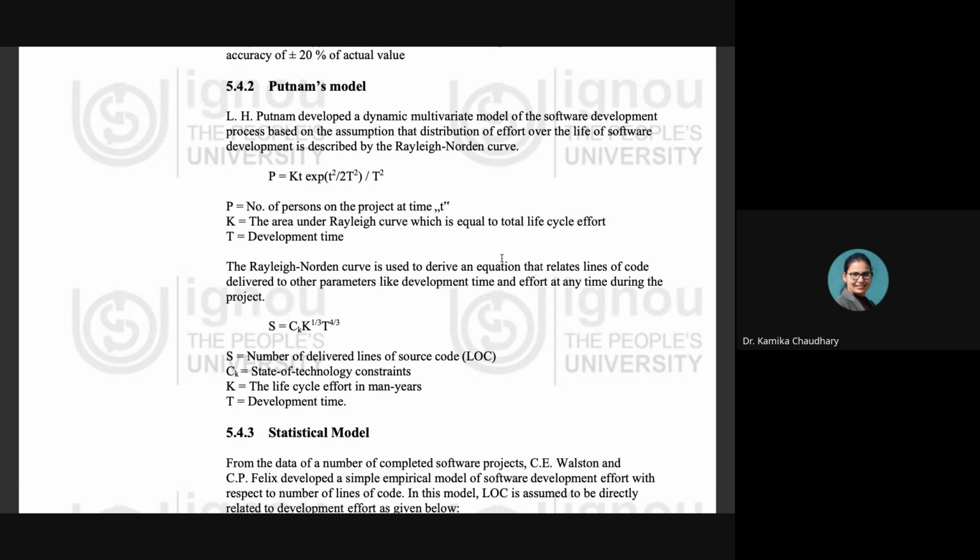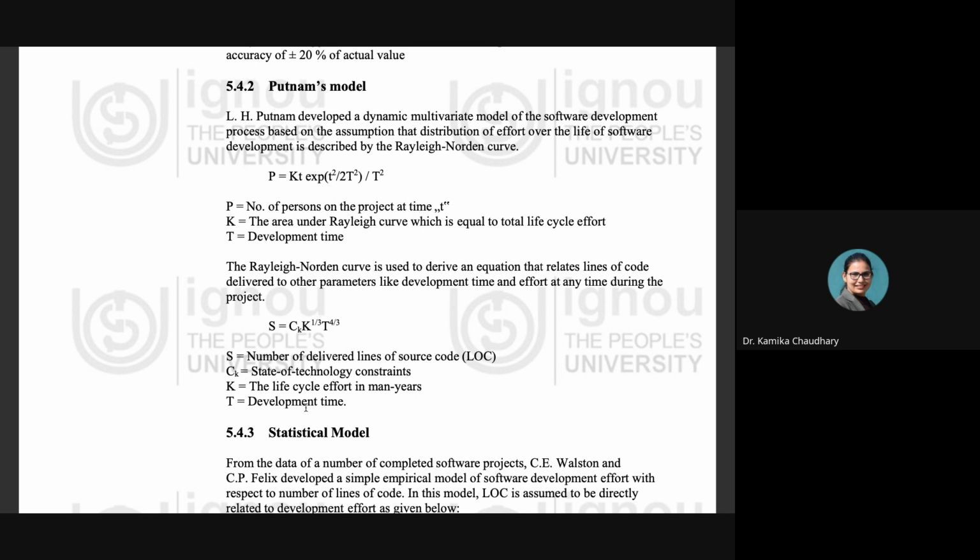Moving on further, we're going to see other models also, which have not become very famous, but they also exist. One is Putnam's model. What does this Putnam model say? L. H. Putnam developed a dynamic multivariate model of the software development process, based on the assumption that the distribution of the efforts over the life of the software development is described by the Rayleigh-Norton curve.